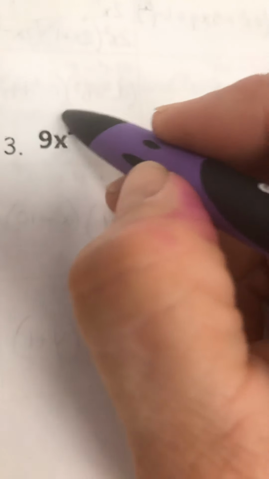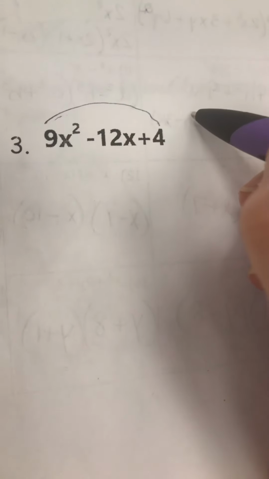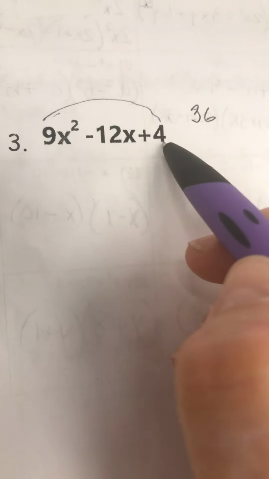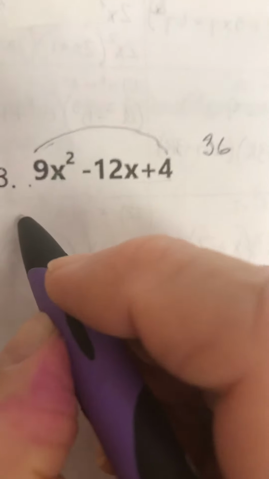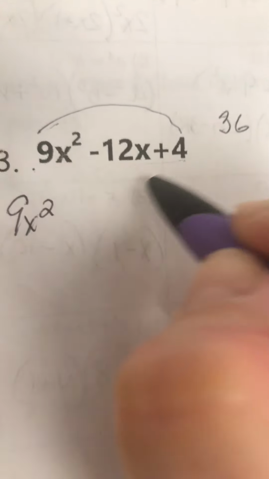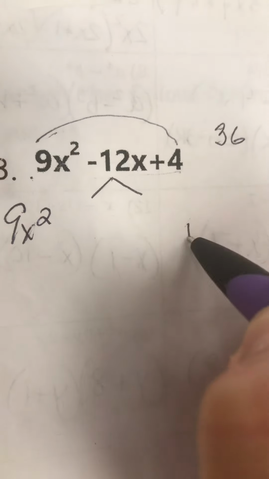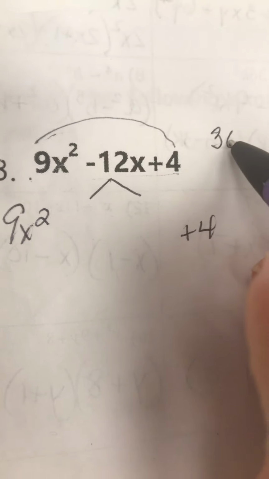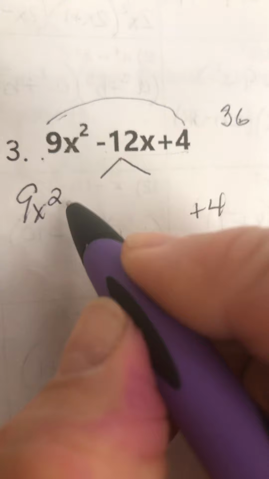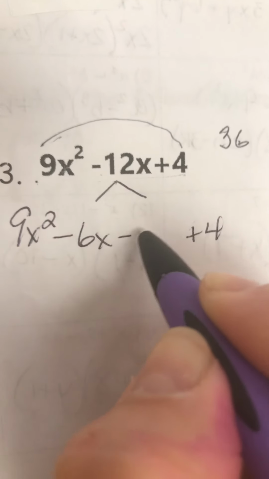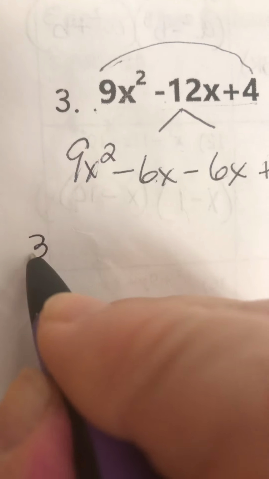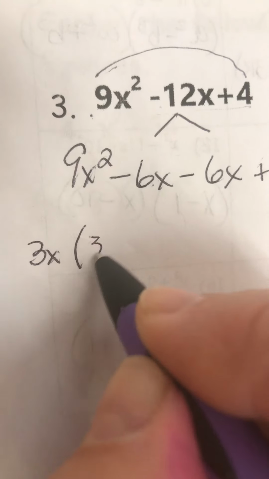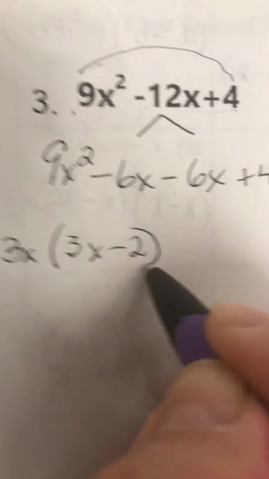So this times this is 36, because there's no common GCF I can pull out. So I bring down 9x squared. I split the middle into two numbers that will multiply to a positive 36 and add to a negative 12. That would be negative 6x and negative 6x. I now find the common GCF, which is 3x. Leaves me with 3x minus 2.